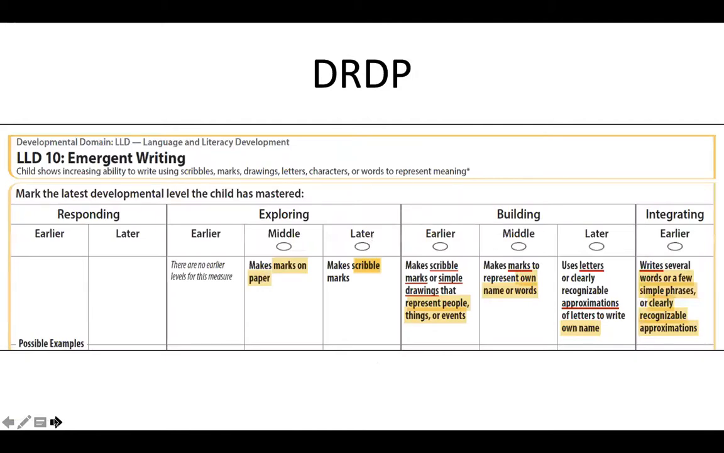Some of your districts are using the preschool version of KIDS, which is called the Desired Results Developmental Profile. And so it's the same thing. It looks the same as the KIDS measure for writing, but you can see KIDS starts with building, and preschool adds in some lower levels.